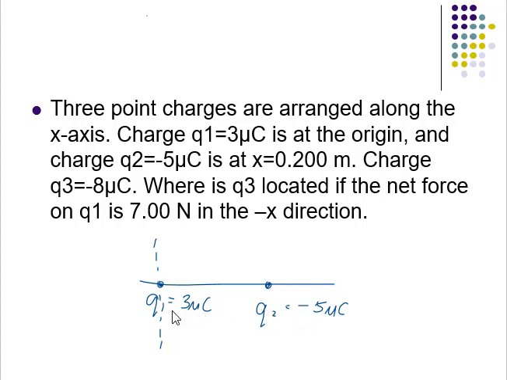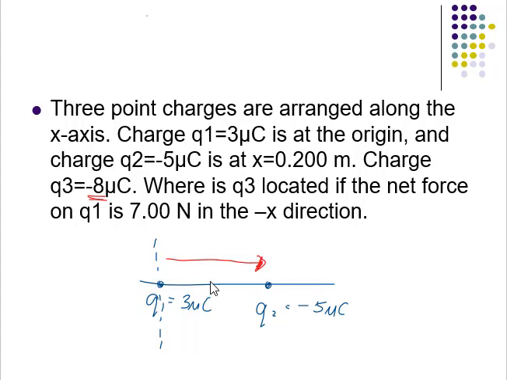Okay, looking at this, Q1 is positive, then Q2 is negative. Therefore, the force exerted on Q1 is an attractive force. The force exerted by Q2 on Q1 is to the right. Q2 is attracting Q1. Now, Q3 is negative and Q1 is positive, so we are expecting that Q3 is also attracting Q1, since one is negative and the other one is positive. And the net force is to the negative x direction.